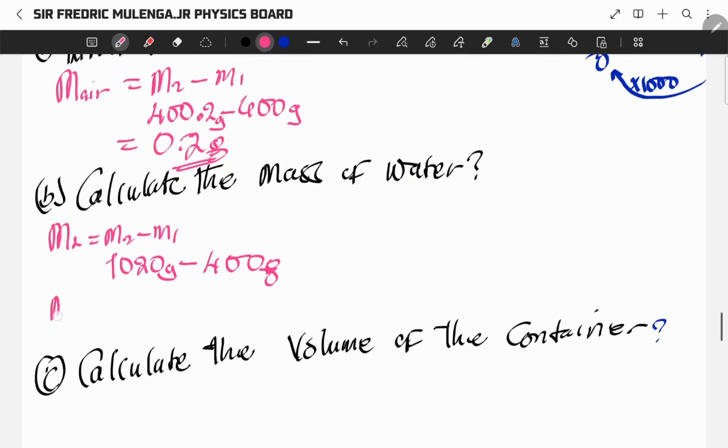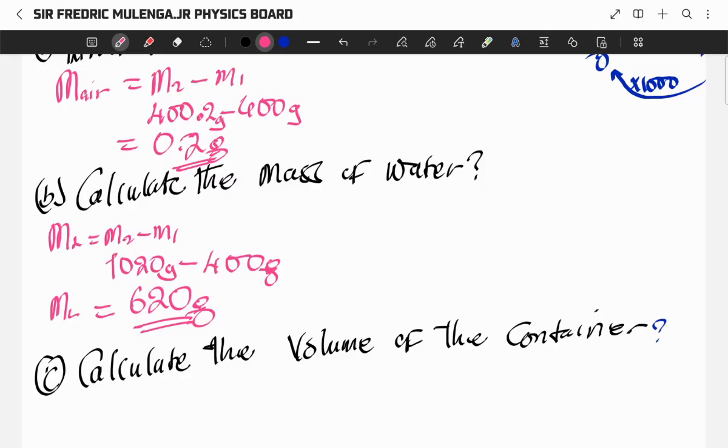So what do we get here? The mass of liquid will be equal to... let's solve that one. The mass of liquid was 620 grams. So that's how we can solve that one.